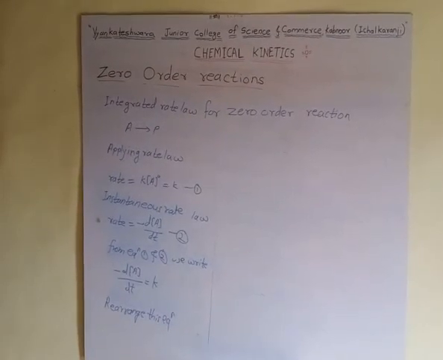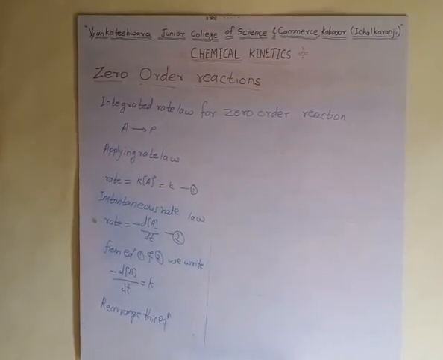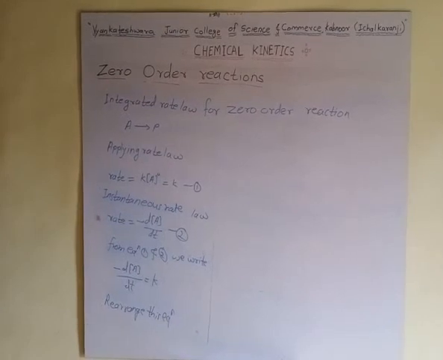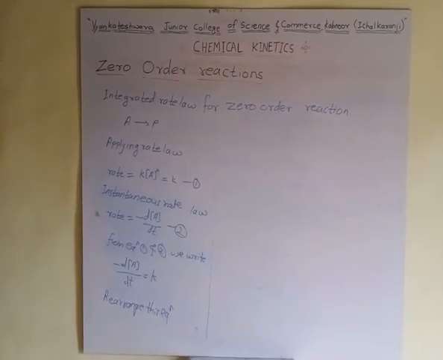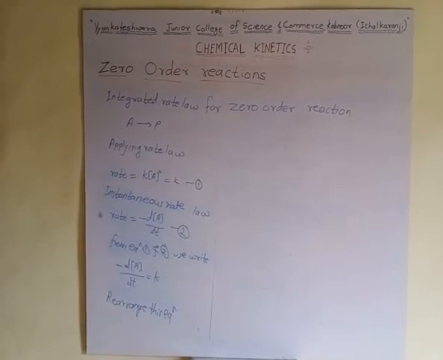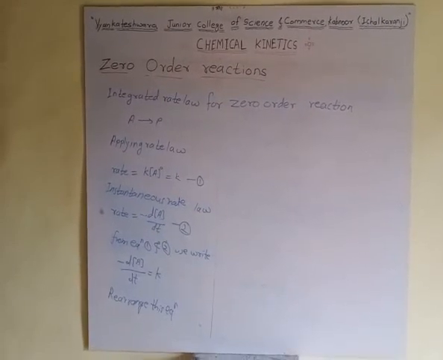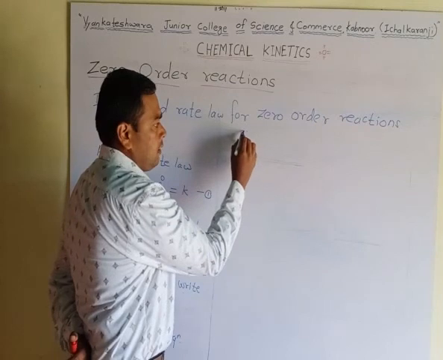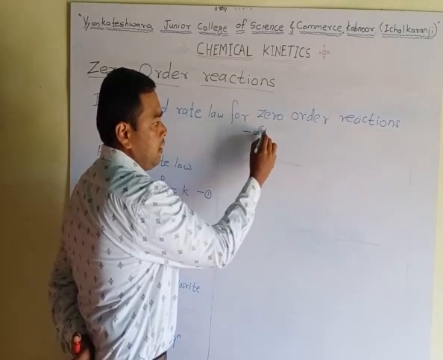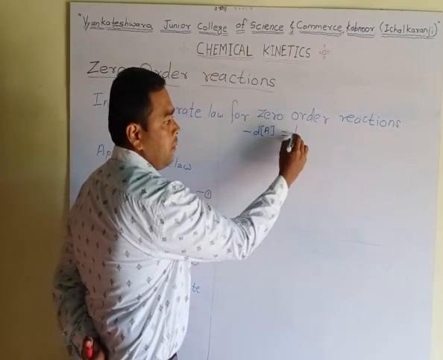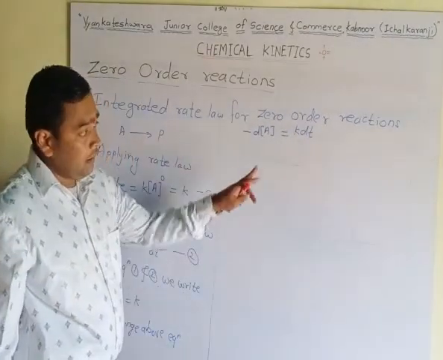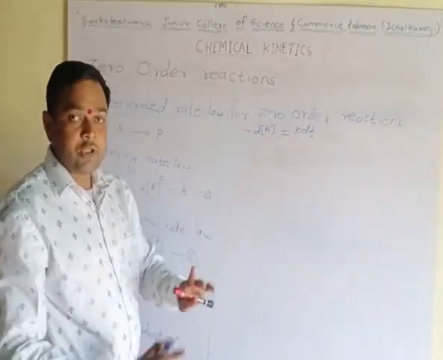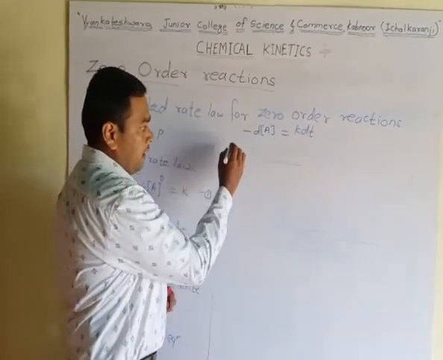Now rearrange this equation. Therefore, the equation is minus d concentration of A equal to K dt. Then integrate this equation just like the first order reaction.